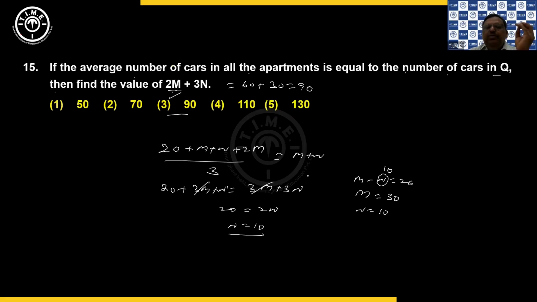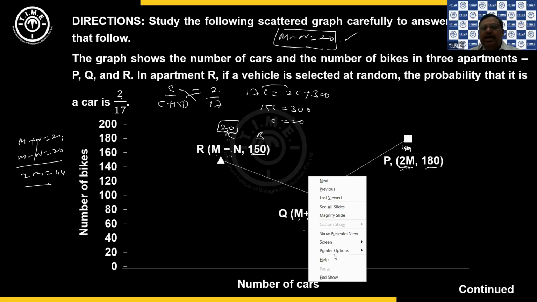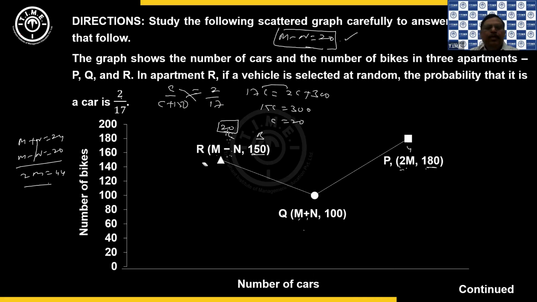So students, let's remove the earlier data that you have written here and there. What is there thoroughly for us from the data from this 2 by 17 is that M minus N is 20. Rest all is question to question.